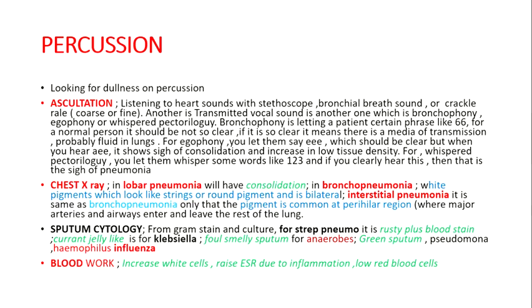Another thing you can do is sputum cytology. You can do a gram staining to know which bacteria is there. For strep pneumonia, the sputum is rusty and has blood stain. And for Klebsiella, which we have seen is common in people who aspirate, it is like currant jelly.